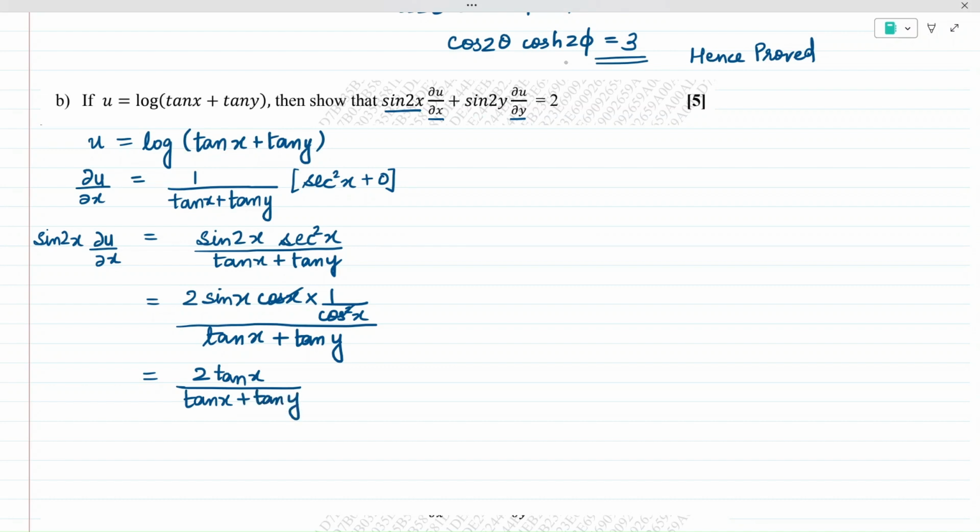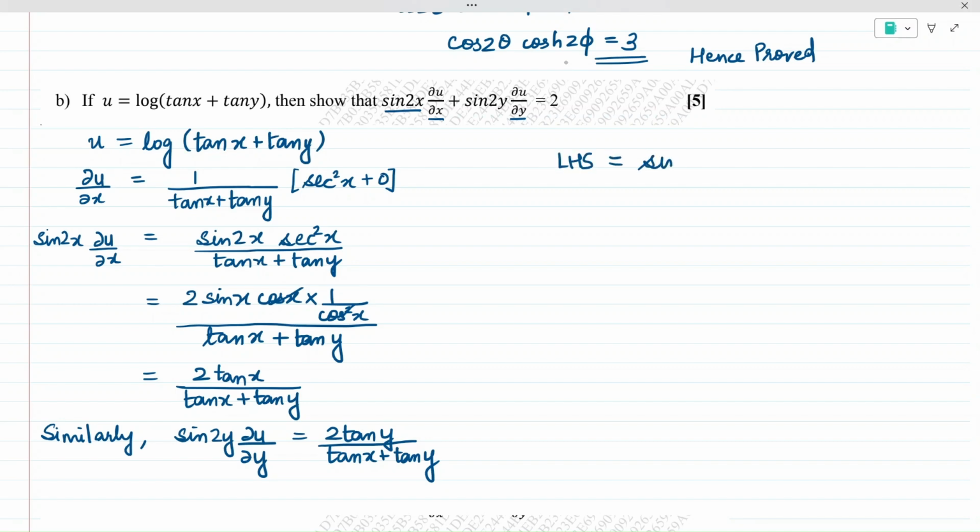Okay. Now this was sin 2x into this. So can I similarly write that sin 2y into del u by del y will be 2 tan y divided by tan x plus tan y. See, when it's exactly the same, you can write similarly. Okay, no problem. Now let's start with the left hand side of the to prove. To prove में मेरा left hand side है sin 2x del u by del x plus sin 2y del u by del y. पहले term की value मेरे पास है 2 tan x upon tan x plus tan y.